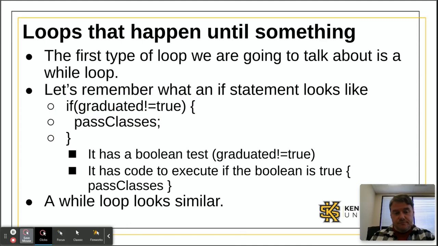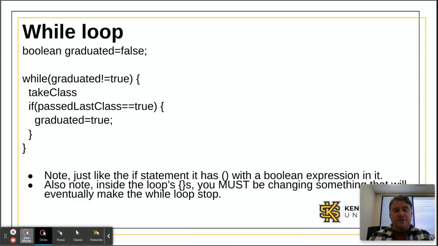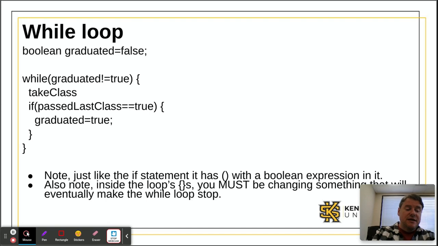All right, so let's take a look at our first while statement. Here we have Boolean graduated equals false, and that's just setting up something for us at the beginning. And then we have a while loop.